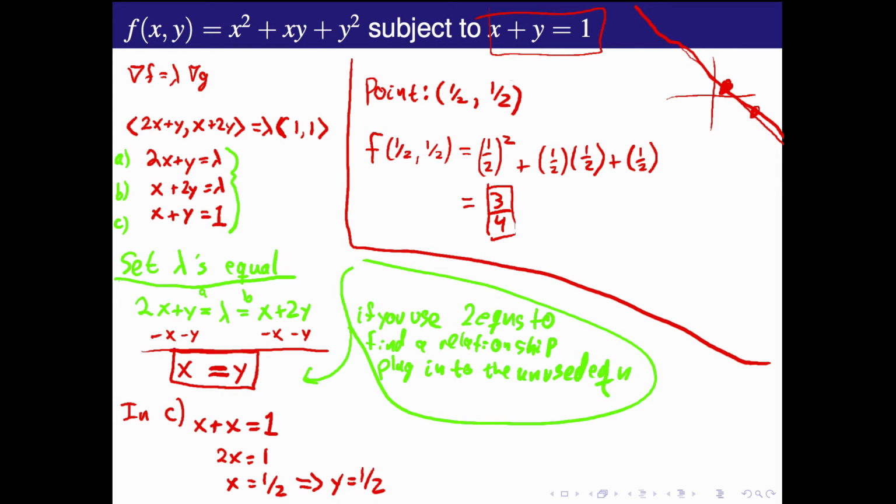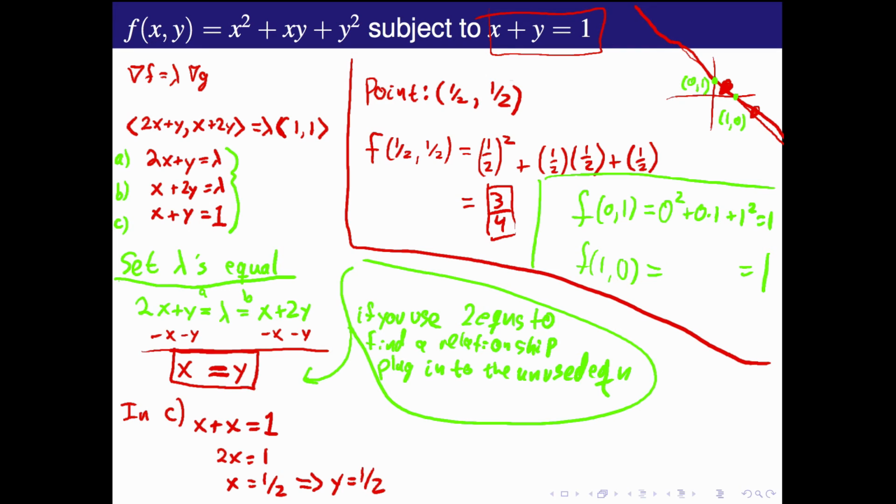What I'm going to do is plug in two points, one on either side of (1/2, 1/2), that are still on the constraint curve, and see whether I get larger values or smaller. So let's take, for example, the point (1, 0), which is on this curve because 1 plus 0 is 1, and the point (0, 1) is also on this curve. So let's evaluate the function at each of those two points. The function f at (0, 1) is 0 squared plus 0 times 1 plus 1 squared, which is 1. And the function at (1, 0) is the same calculation.